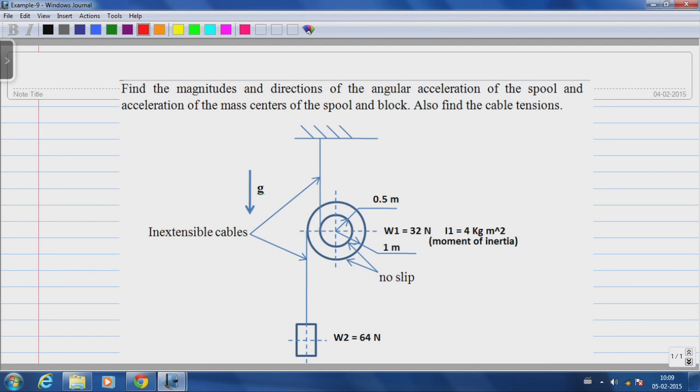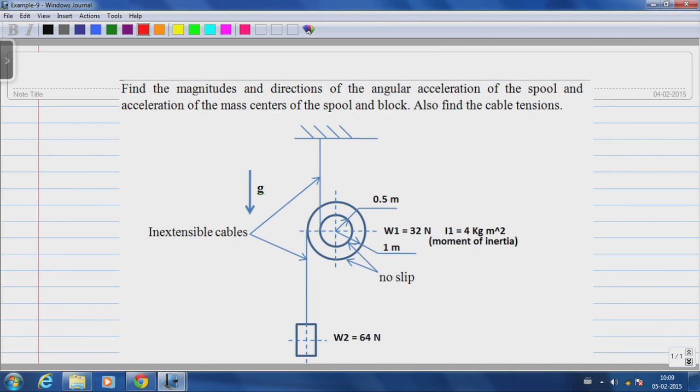Hello, let's look at another example problem involving two bodies. We're going to look at a system where two bodies are coupled through a set of cables, and we'll learn the process of applying the laws of dynamics to this system. Okay, so let's look at the example problem.